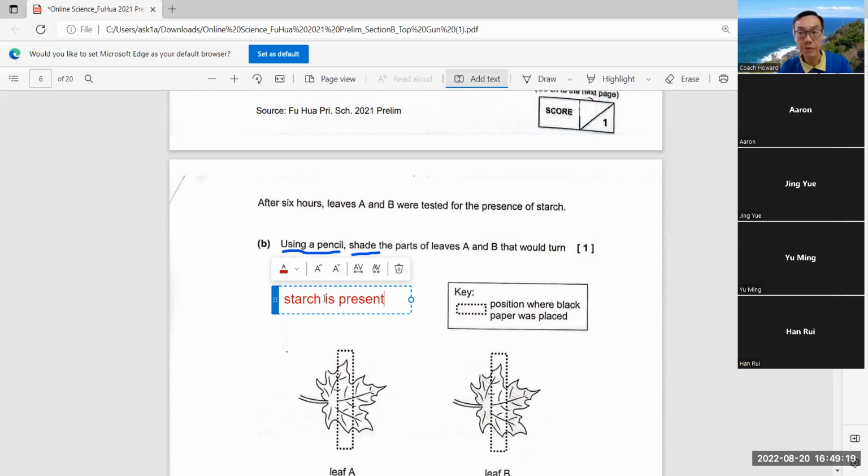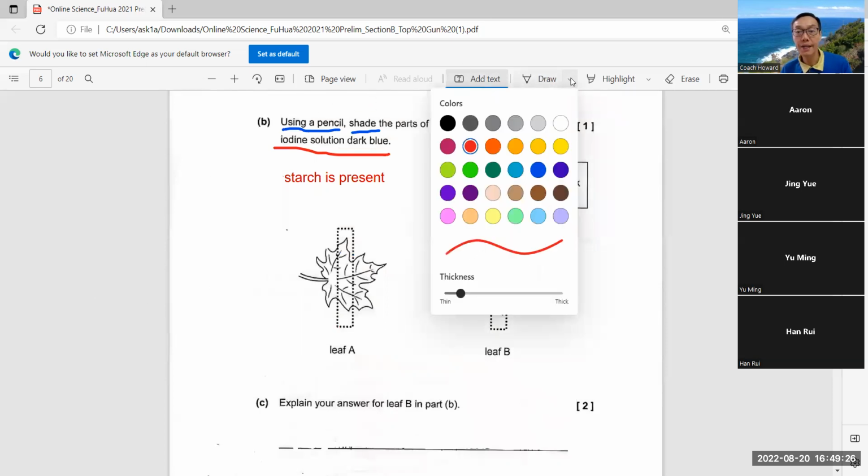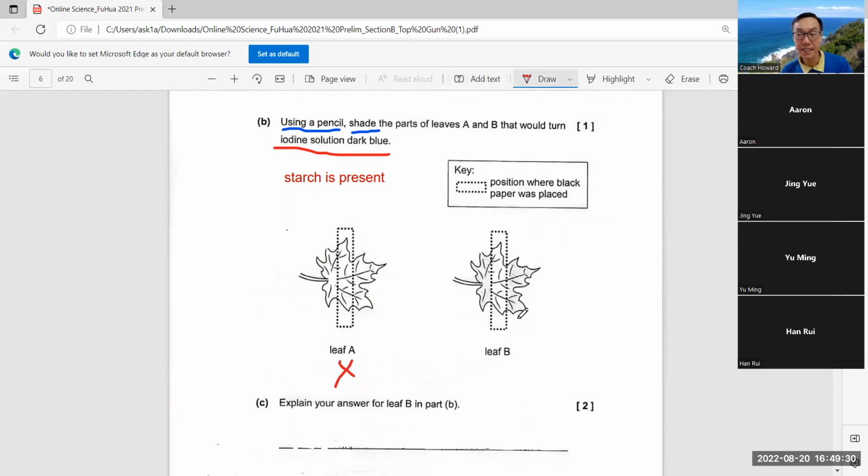Okay, where does this starch come from? The starch comes from the food made by the leaves. So immediately you will know that you don't need to draw anything in leaf A. Leave it blank. Then for leaf B, because this part is positioned under the black paper, you only shade this part and this part. You are supposed to shade this with pencil. Do it carefully, because due to the time constraint, I just roughly show it to you.